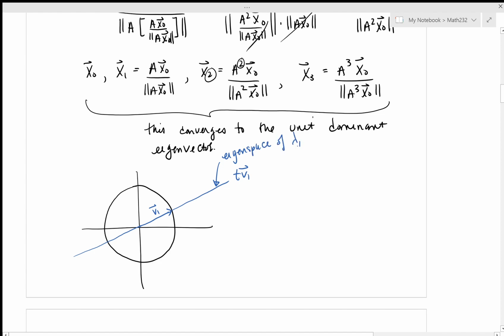Okay, and then because our matrix is symmetric, and this is important, A is symmetric, otherwise I wouldn't be able to say this. A is symmetric, so that means we've got distinct eigenvalues, and it also means that the eigenspaces are orthogonal.